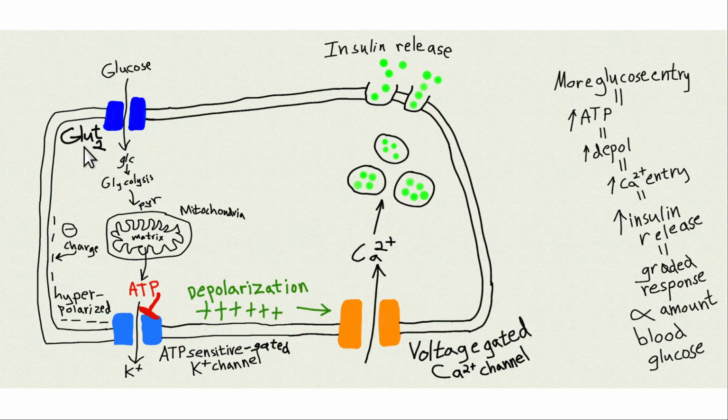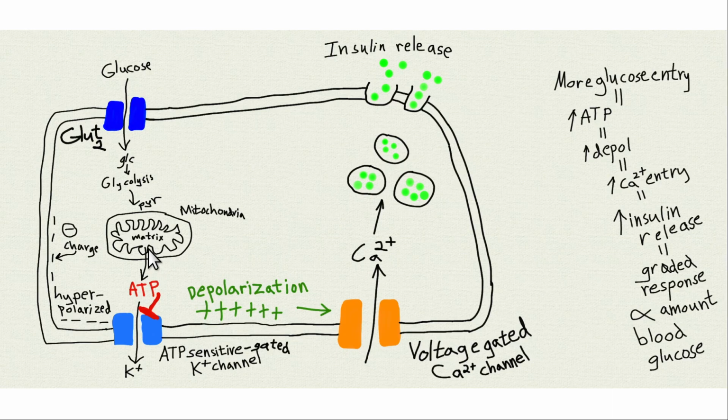The type of transporter on the pancreas plasma membrane is a glucose type 2 transporter. So it allows the glucose to come into the pancreas cell. Once it comes into the cell, the glucose undergoes glycolysis, then it goes into the mitochondria through Krebs cycle, and then there's electron transport on the inner mitochondrial membrane, and that produces ATP.